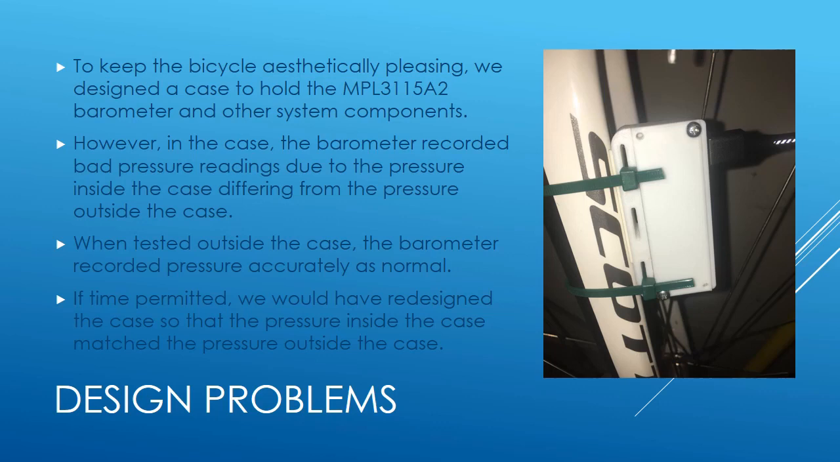To keep the bicycle aesthetically pleasing, we designed a case to hold the MPL3115A2 barometer and other system components. However, in the case, the barometer recorded bad pressure readings due to the pressure inside the case differing from the pressure outside the case. When tested outside the case, the barometer recorded pressure accurately as normal. The case did not affect the temperature sensor. If time permitted, we would have redesigned the case so that the pressure inside the case matched the pressure outside the case.